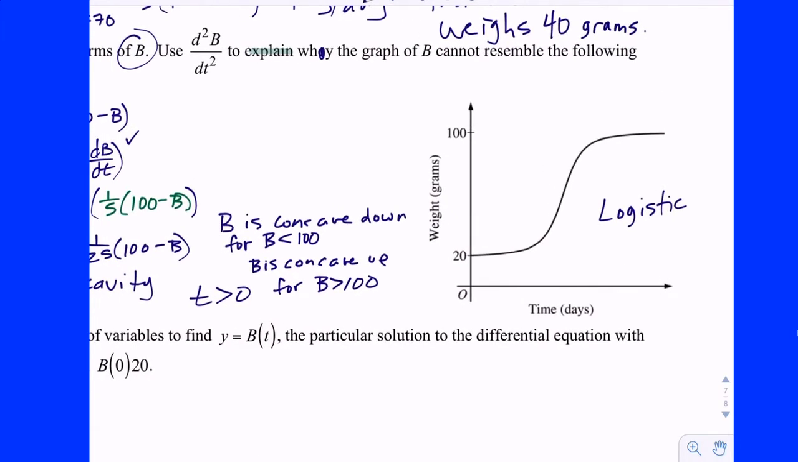Is that what our graph is telling us? Our graph is concave up to around somewhere in here, and now it's concave down for values that are far less than 100, right? So now that we know that the graph should not be concave, what? It has to start off concave down, and it starts concave up. So all you have to do is say something to that effect.